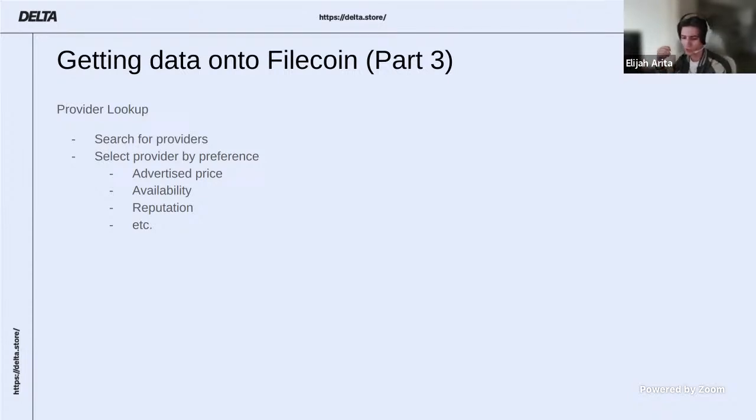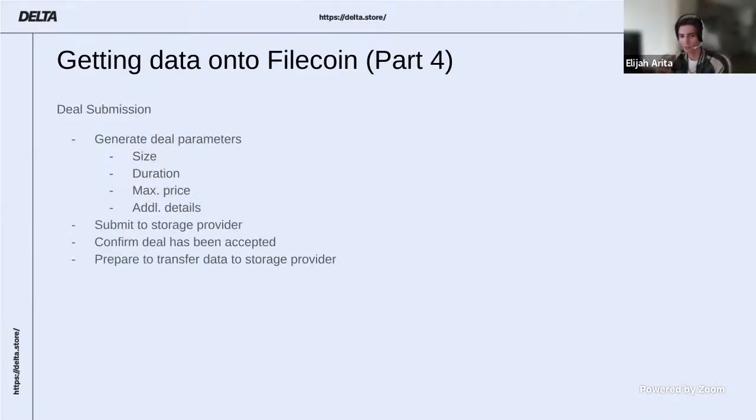So once you find your storage provider, you can move on to part 4, which is deal submission. And this is going to involve generating your deal parameters. So you're going to have to specify the size of your deal, your duration, the max price that you're willing to pay. You've got to prepare the PCID, the payload CID, etc. Once you've got all these deal parameters put together, you've got to submit the deal to the storage provider. The storage provider can then accept or reject your deal proposal.